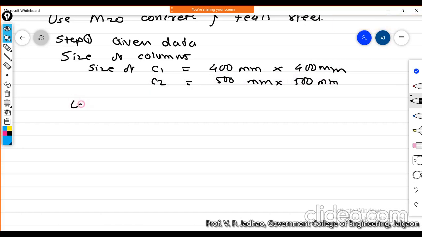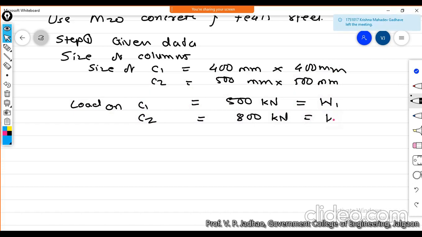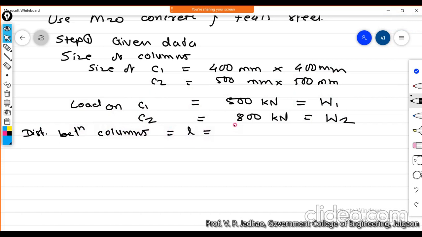Load on C1 is given as 500 kilonewton. Let us consider this as W1, and load on C2 is equal to 800 kilonewton. Let us consider this as W2. Again, some data is given, that is the distance between two columns. So distance between columns, let us consider this as small l. This is given as 4 meter.